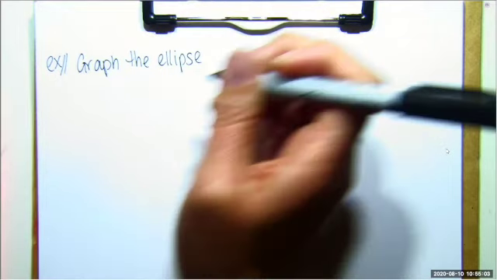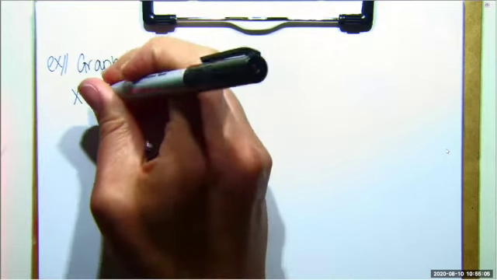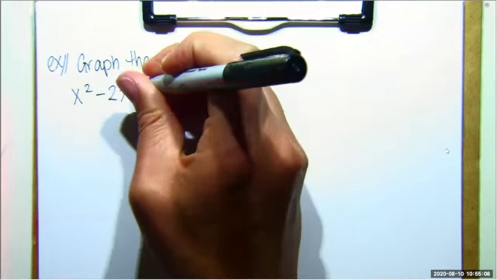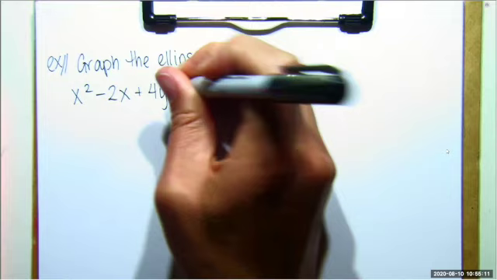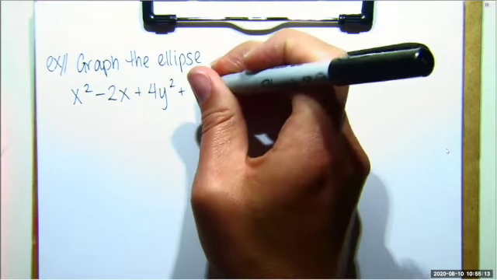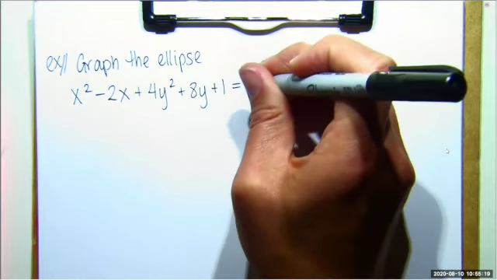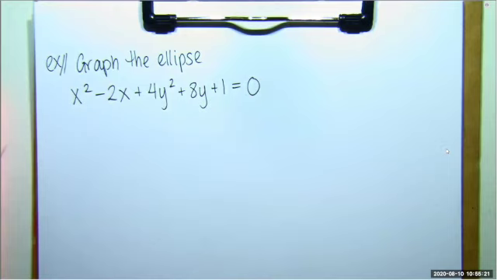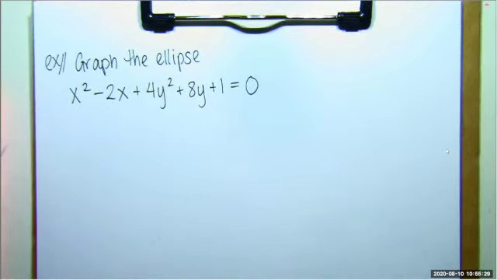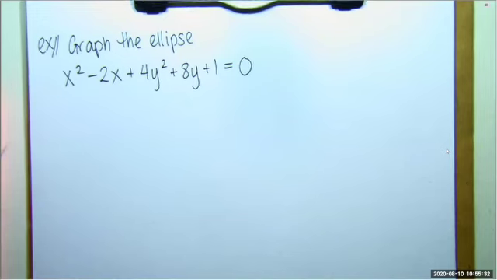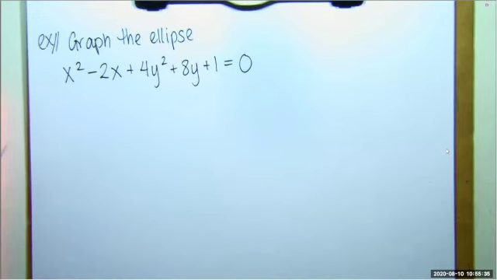We are asked to graph the ellipse, and we are given x squared minus 2x plus 4y squared plus 8y plus 1 is equal to 0. Okay, so graph the ellipse. We have x squared minus 2x plus 4y squared plus 8y plus 1 is equal to 0. This is in what's called general form. Anytime we have an equation where we have 0 on one side and then on the other side we have all of our terms multiplied out like this, this is called general form.